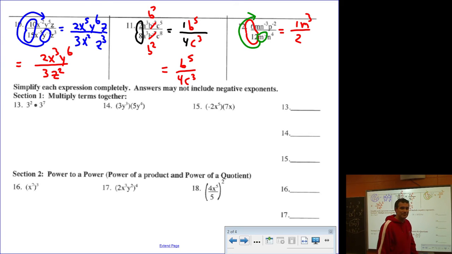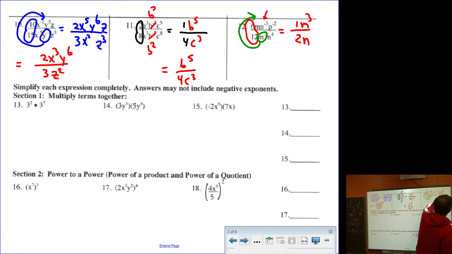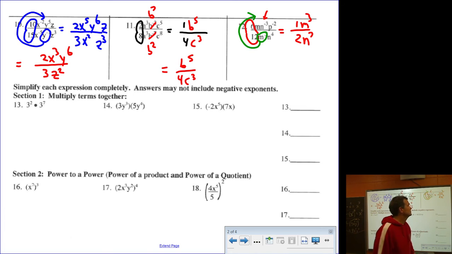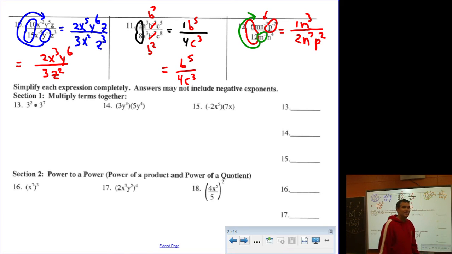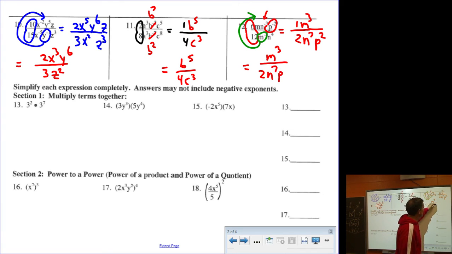The n's, you'll notice the n's have 3 on top that need to move to the bottom and join the 4 n's that are going to stay on the bottom, giving me a total of 7 n's on the bottom. And last up, I got that p. That guy needs to move to the bottom and turn positive, and there's my final result. Again, we don't really need the 1 in the numerator, so let's rewrite it as m to the 3rd over 2 n to the 7th p squared.